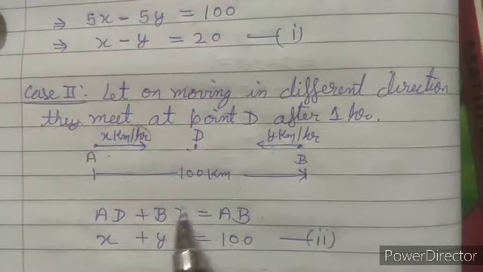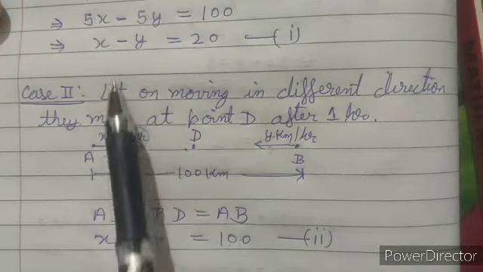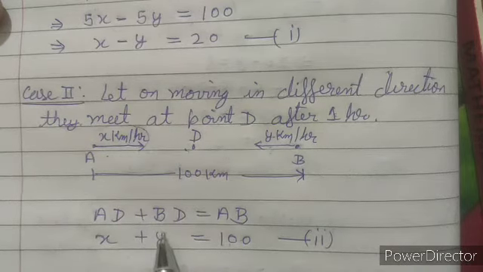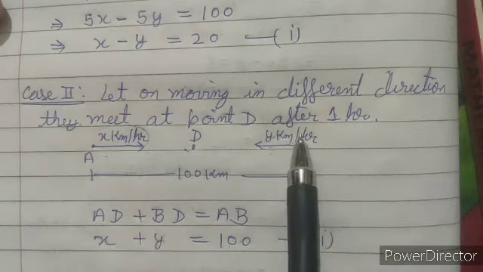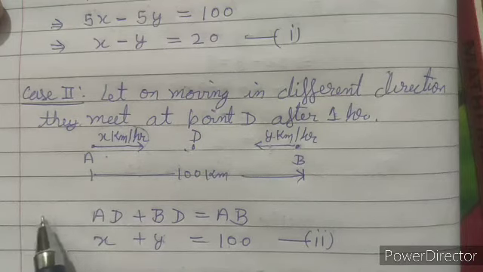Now we can easily solve it by the cross multiplication method or the elimination method. Y will cancel out on adding equation first and second to get the value of x and y, or we can say the speed of the car moving from A and from B.